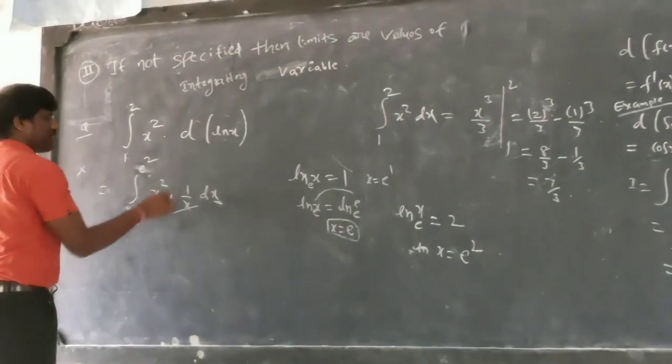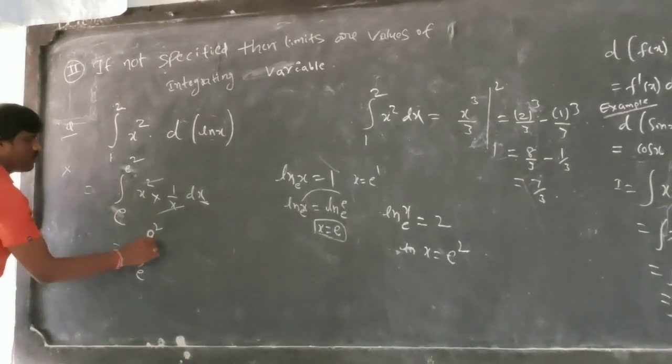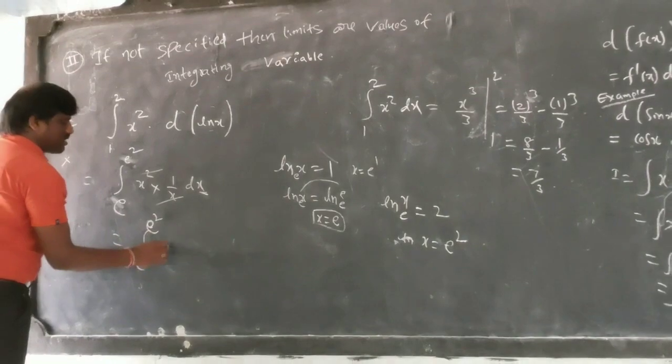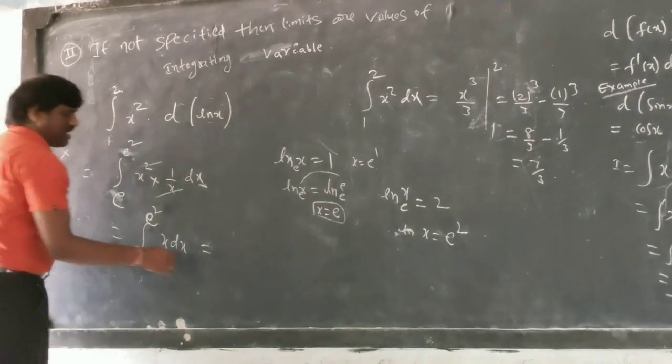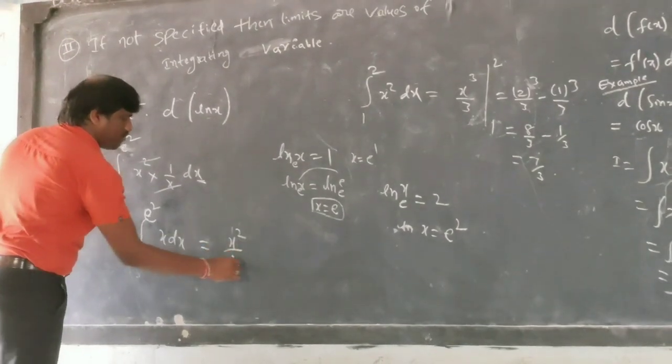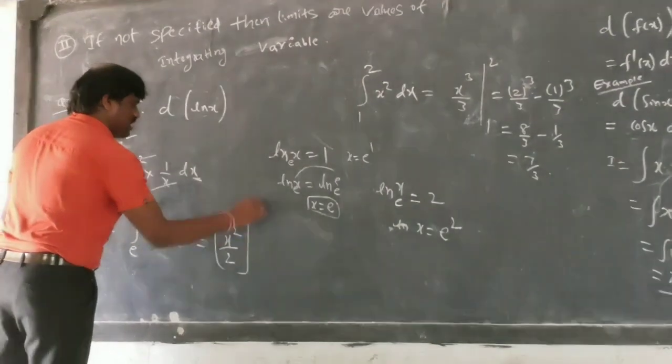Now you can cancel this one. So integration with limit from e to e square, and you get x dx. What is the integration of x? What is the integration of x? Integration of x is x square by 2. You know this already.